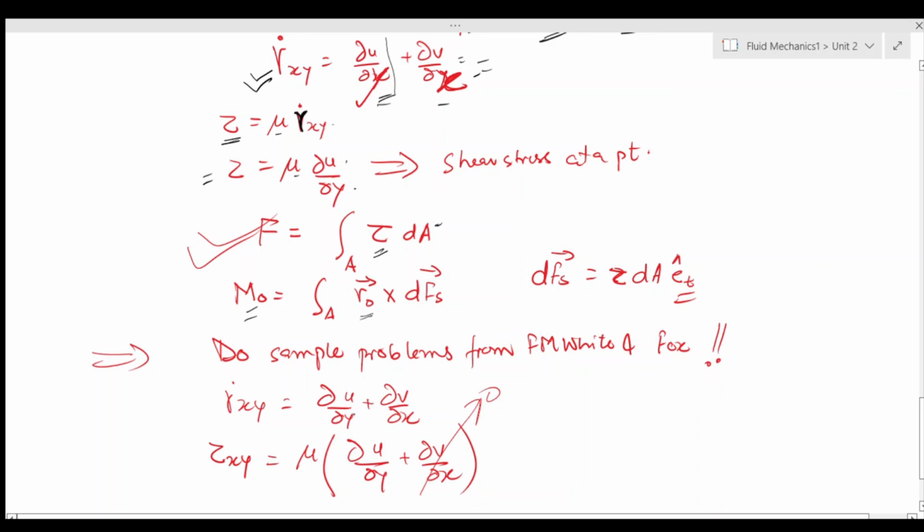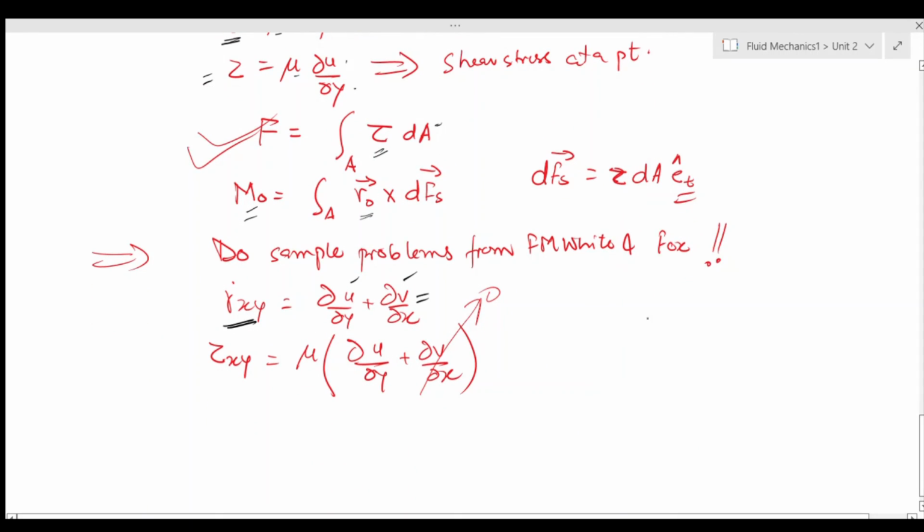And let's say this was for a single degree of freedom, but let's say there is motion in both directions. So a general case would be for a shear strain rate del u by del y plus del v by del x. If both the terms are comparable to each other, then we need to take both of them, or if any one of them is predominant, then we just need to take one of them and drop the other.